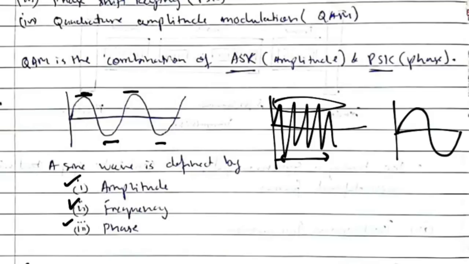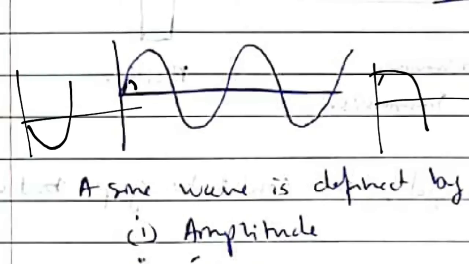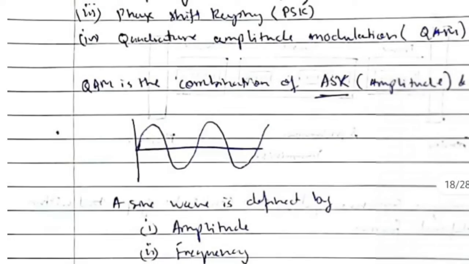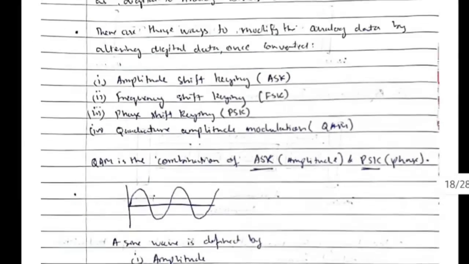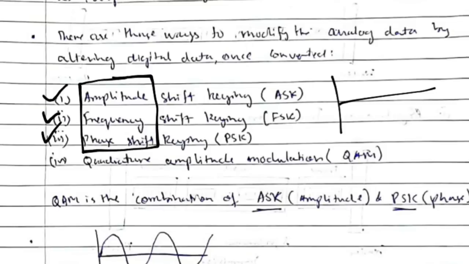And the phase is the angle. While the wave is starting from here, what's the angle? That's the phase. If a wave starts from here, it will be 90 degrees. If it starts from here, it will be 180 degrees. That's known as phase. So in digital to analog conversion, we'll be altering the values of amplitude, frequency and phase. These three values will be altered to change the signal.